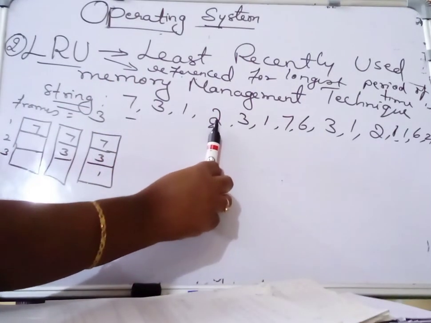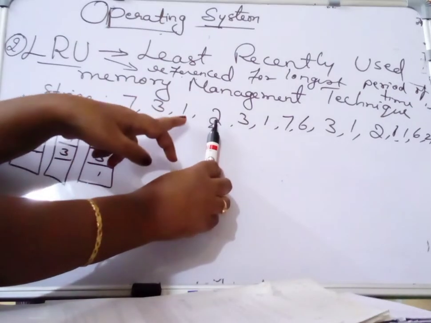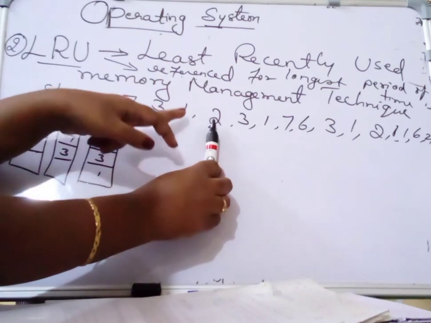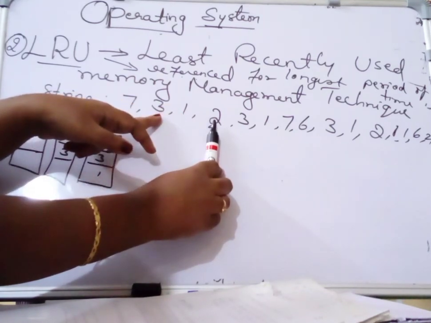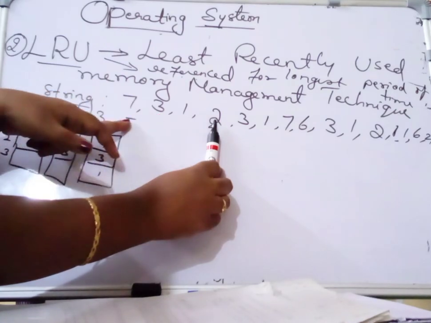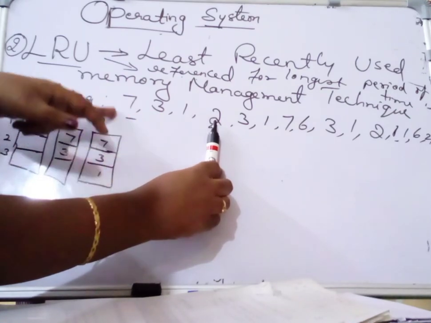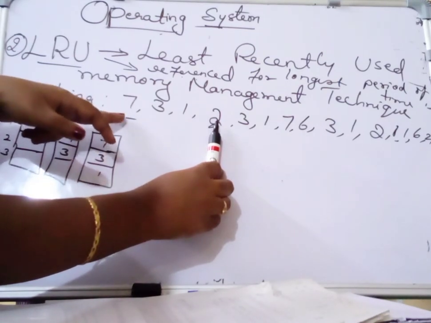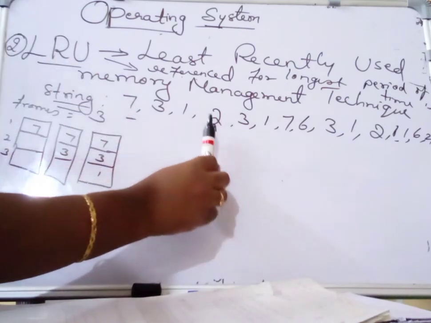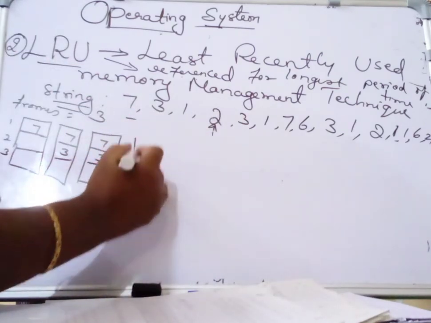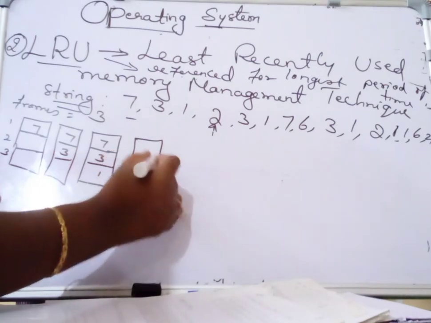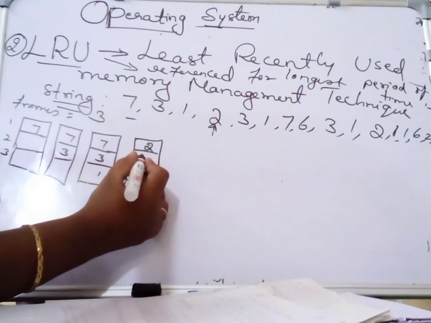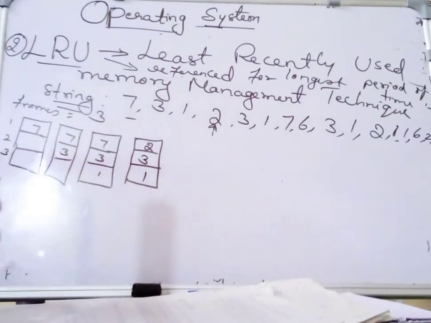Now I should see which page I want to replace. Page 1 was just now referenced, so don't replace it. 3 was also referenced just before 1, so no need to replace it. But 7 has been there for the longest period of time; it was not referenced by the CPU at all. So replace the oldest page, that is what LRU says. I have to bring the new page 2 into this location, replacing 7 with 2.